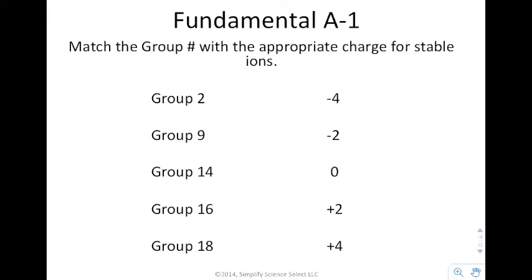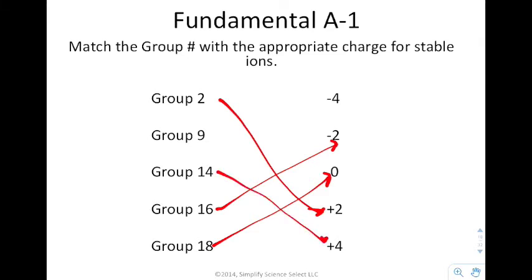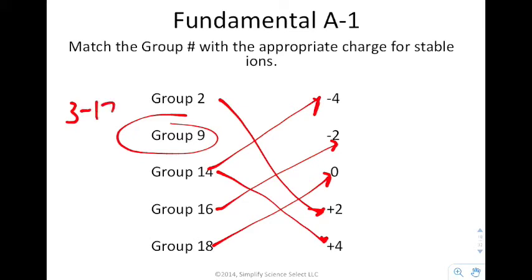So group 2, remember group 2 has a +2 charge because it's easier for group 2 to lose its electrons. Group 18. Group 18 is the noble gases. They have a charge of 0. Group 16 is a charge of -2. Group 14 can go to plus or -4, and group 9 is in the middle of that 3 to 12. It's a transition metal, so because of that there is no stable pattern.